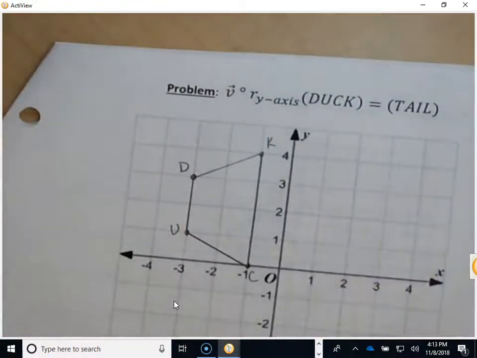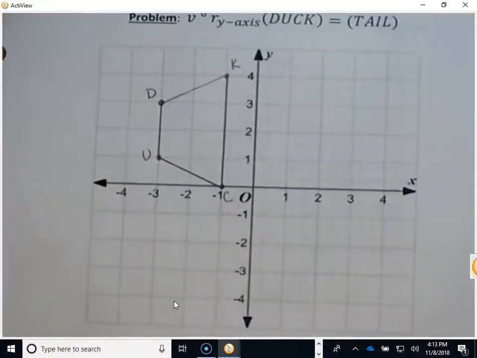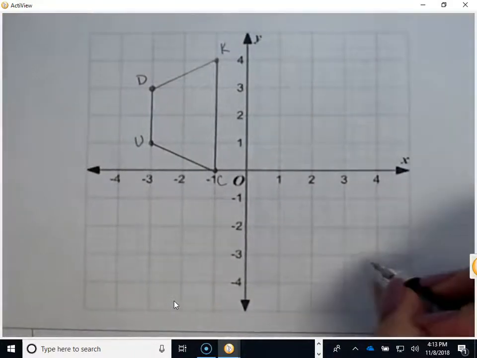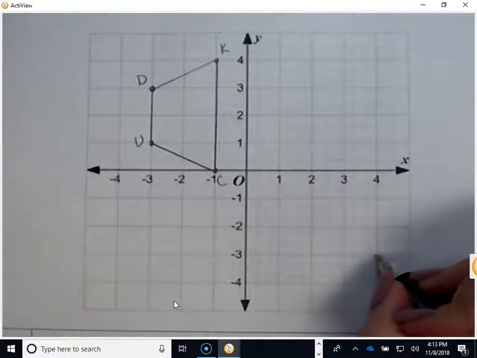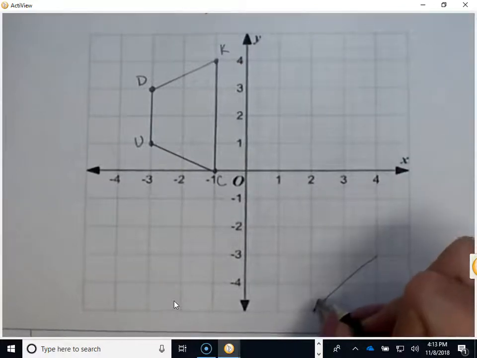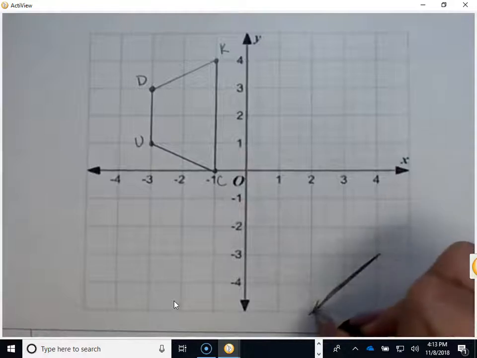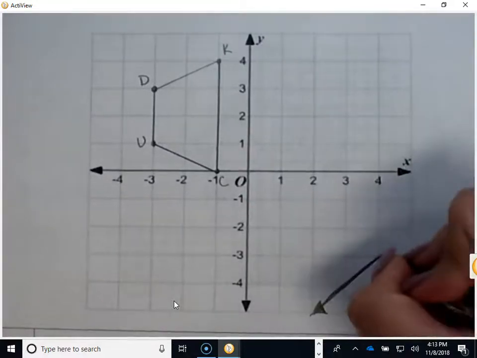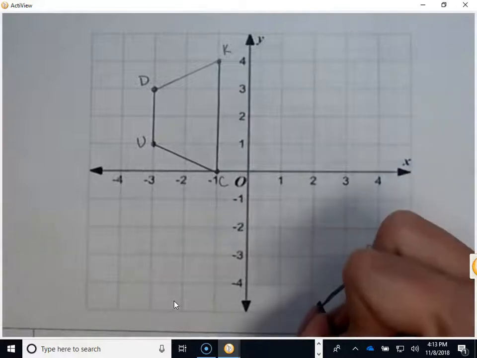Okay, and our vector, just so that we have it drawn on here, so that when it does come time for us to do our vector, we're going to go this direction. I'm just going to darken this in a little bit. So there's our vector. This would be the start. This will be the end.